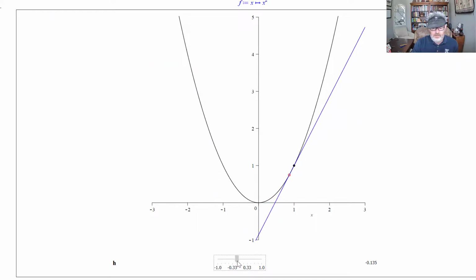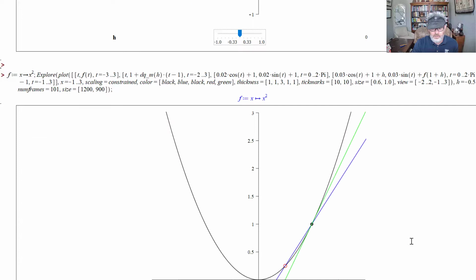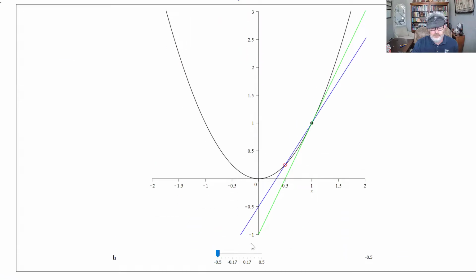So this point is h away from P in the x value. So h could be negative, which means I'm to the left. There's h equals 0, which means Q is exactly P. Or h can be positive, which means I'm to the right. But either way, you want to let h go to 0. And then you'll approach the tangent.